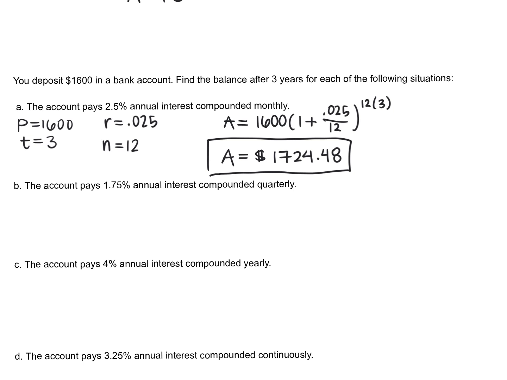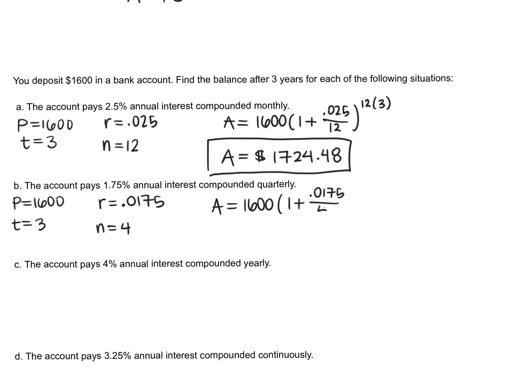Our second example says the account pays 1.75% annual interest compounded quarterly. So P is still 1,600, T is still 3, R is now 0.0175, and N is now 4. So we'll have A equals 1,600, 1 plus 0.0175 over 4, and then our exponent 4 times 3. So that's going to give us $1,686.05.